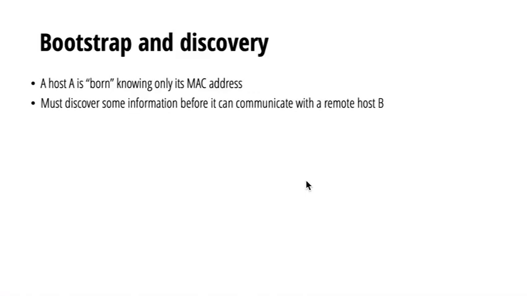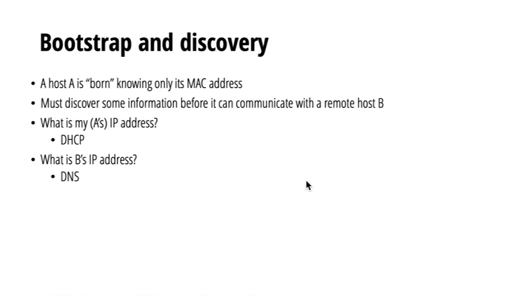Bootstrap and discovery. We said a host is born with only its MAC address, and it had to discover additional information. So we should now know, let's say this is host A, where does host A get its IP address? We should now know that's DHCP. Where does host A get B's IP address? A wants to talk to B. We did that too, but it was not a bootstrap protocol. DNS, right? You have some name, you resolve it into B's IP address.